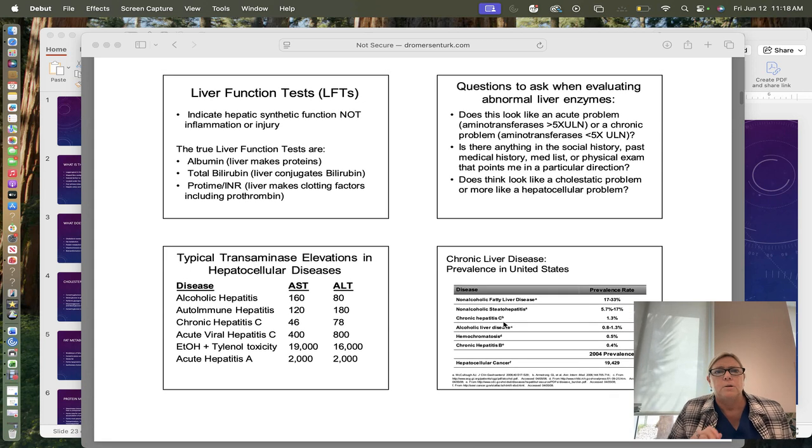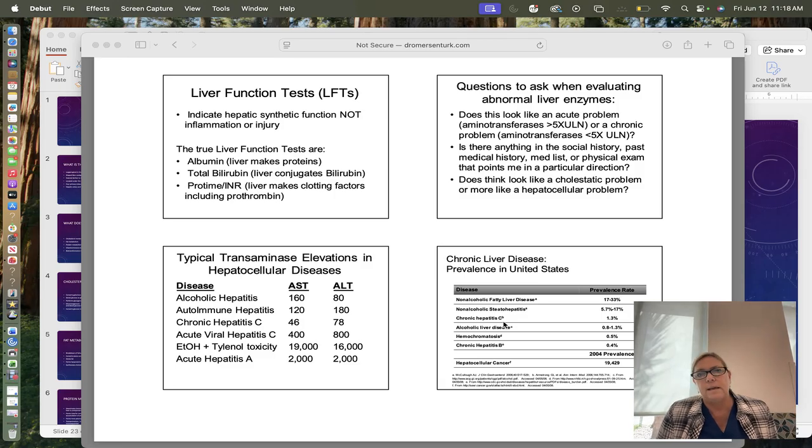Okay. So these are things that indicate hepatic synthetic function, but not necessarily inflammation or injury. A true liver function test includes not just AST and ALT, right? Because you saw they were in other organs, you do have to look at albumin, where the liver makes the proteins, and the bilirubin, because the liver will conjugate the bilirubin and then store that in the gallbladder. And then the PT/INR is another big important test that we need to look at because the liver makes those clotting factors, including the prothrombin.